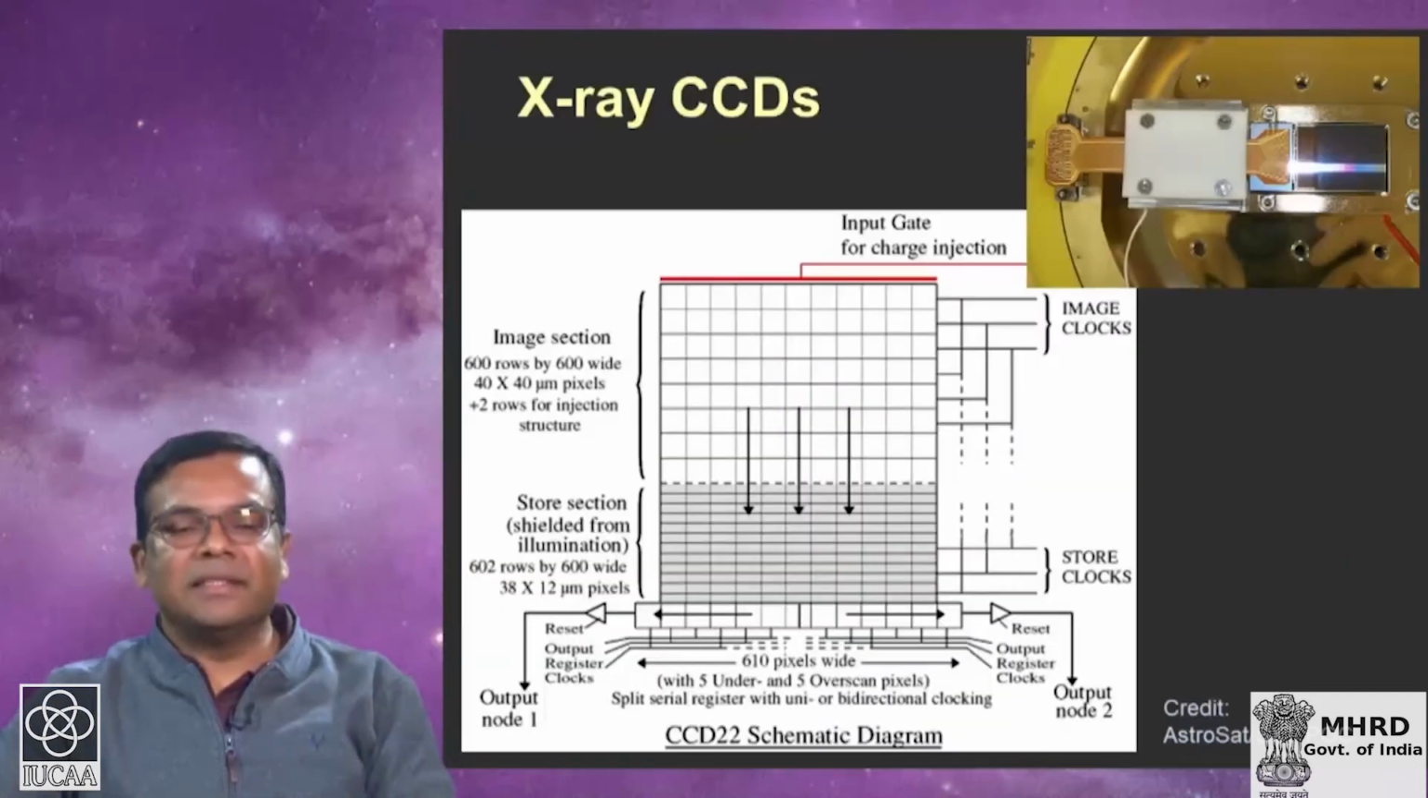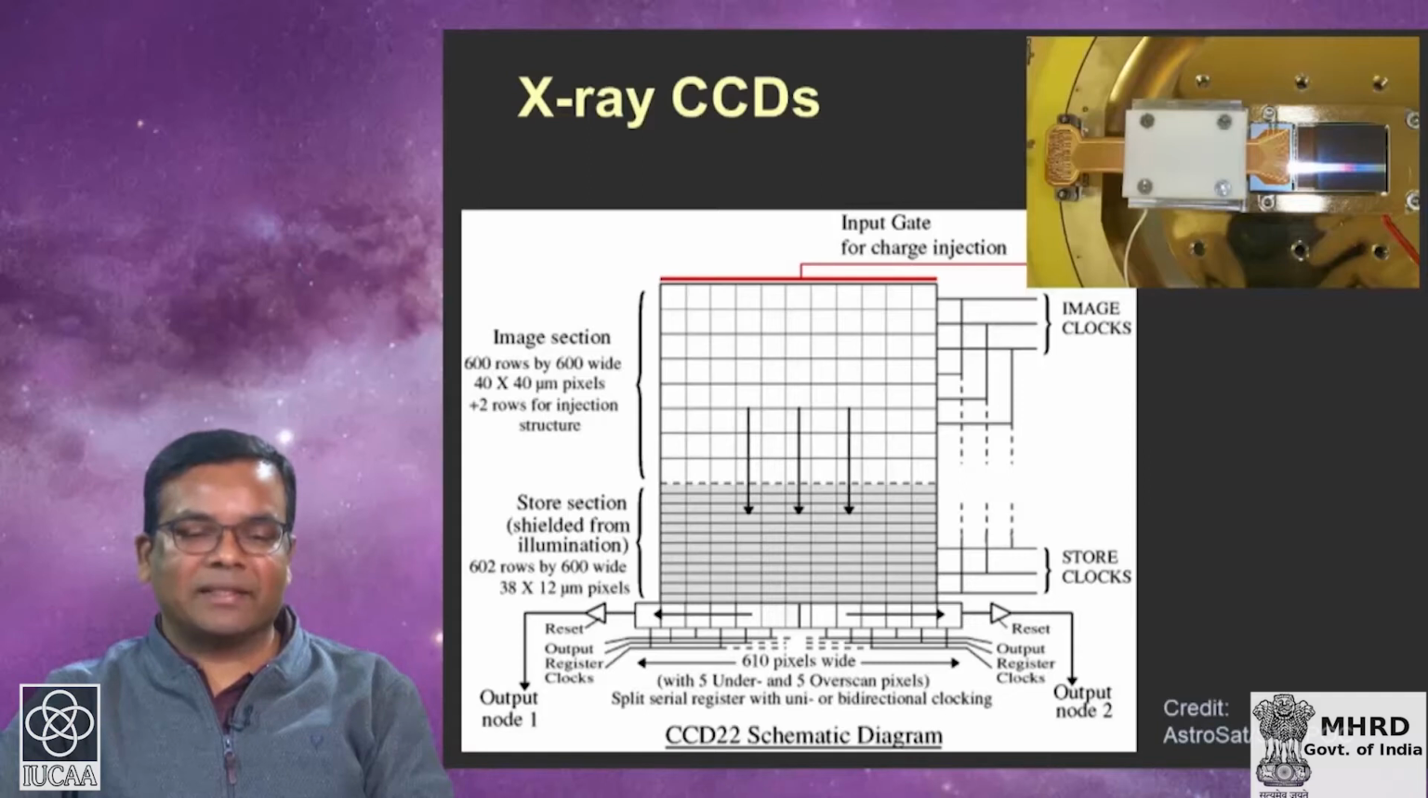How do CCDs, charge coupled devices, work? Charge coupled devices are essentially pixelated semiconductor detectors. The photons interact with one of the pixels and generate charge. Those charges are collected, transferred and read out. In X-ray CCDs, there are two parts. One is called the image section, and another part is called the store section. The store section is shielded from illumination. So what happens? The X-ray photons interact with the pixels in the CCD in the image section. The charges generated are transferred to the store section and finally read out.